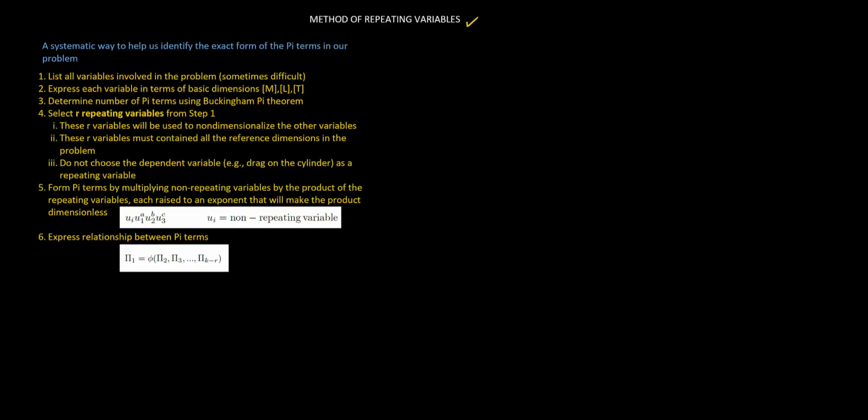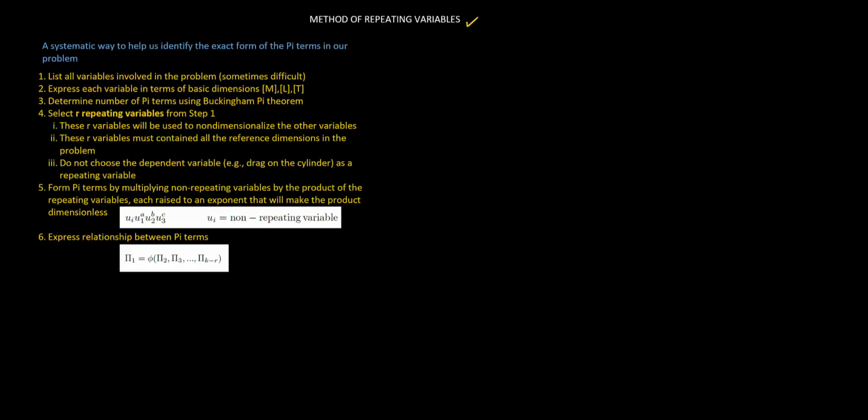Now, what are these repeating variables? These r variables will be used together to non-dimensionalize the other remaining variables. Okay, so in our cylinder flow problem, we wanted to non-dimensionalize, let's say, the drag force. And so we would use some of the other variables, such as density and viscosity, to non-dimensionalize the drag force. So in this method, we're using r variables together to non-dimensionalize the remaining variables.